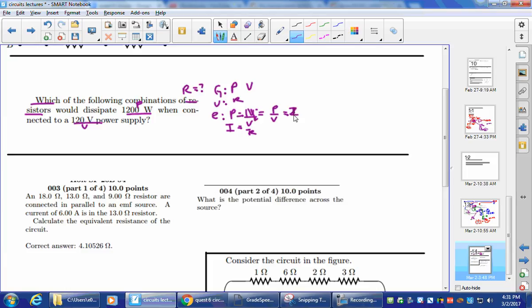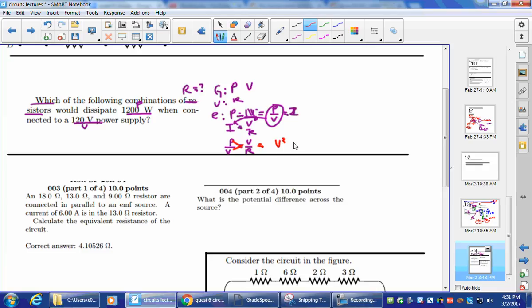And check this out. Since this is equal to I, and there's an I here, I can take this and plug it in right here. So P over V equals V over R, and I have a couple of fractions, so I can cross multiply. This is another equation for power, a derived one that some of your CCA kids might already know.